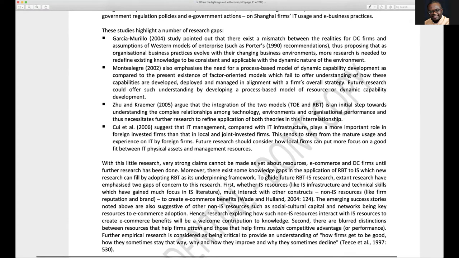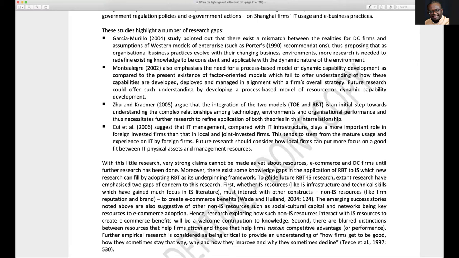Moreover, there exist some knowledge gaps in the application of resource-based theory to information systems, which new research can fill by adopting resource-based theory as the underpinning framework. To guide future resource-based theory and information systems research, extant research has emphasized two gaps of concern. First, whether information systems resources like infrastructure and technical skills must interact with other constructs like non-IS resources to be able to create benefits. Now, what am I trying to say?